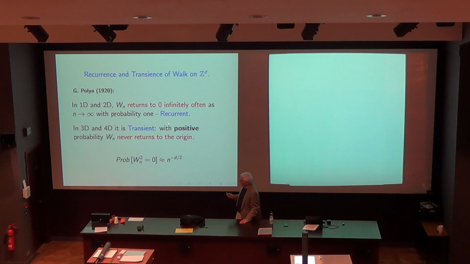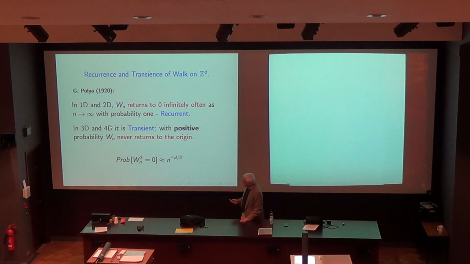And this is what's called recurrence. And it's a special feature of 1 and 2 dimensions. So in a random walk, the particle may go very, very far away, but you wait long enough and it will come back. But that's the feature of recurrence. It's very special to 1 and 2 dimensions.